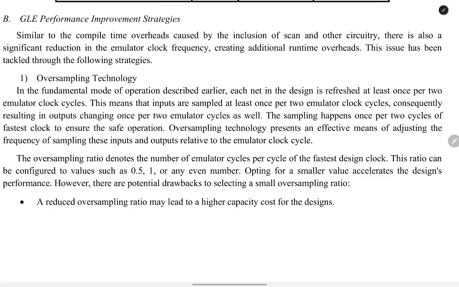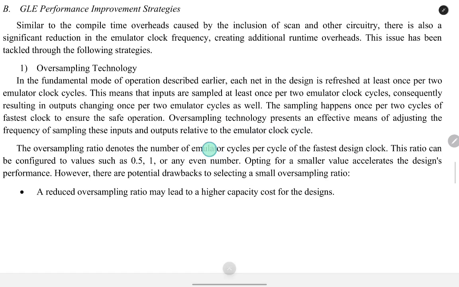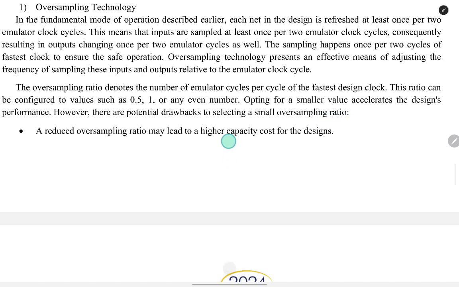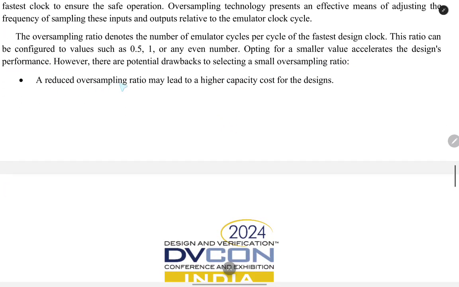Oversampling technology presents an effective means of adjusting the frequency of sampling these inputs and outputs relative to the emulator clock cycles. The oversampling ratio denotes the number of emulation cycles per cycle of the fastest design clock. This ratio can be configured to a value such as 0.5, 1, or any even or odd number. Opting for a smaller value accelerates the design's performance. However, there are potential drawbacks to selecting a small oversampling ratio. A reduced oversampling ratio may lead to higher capacity cost for the design.